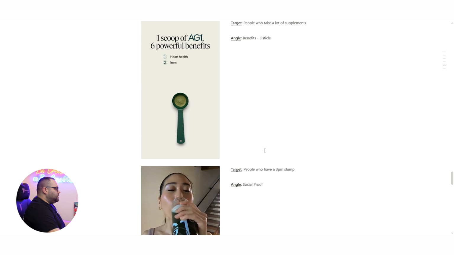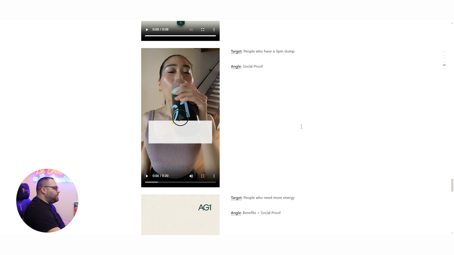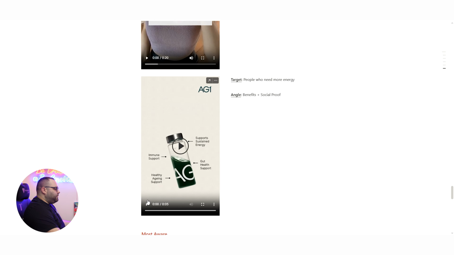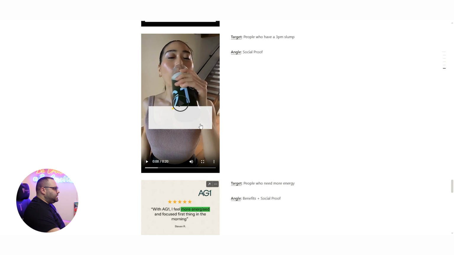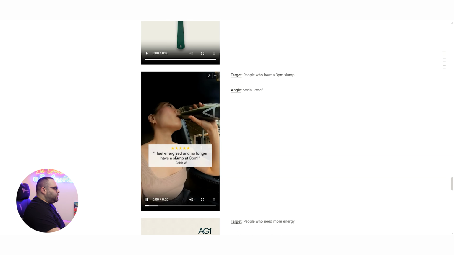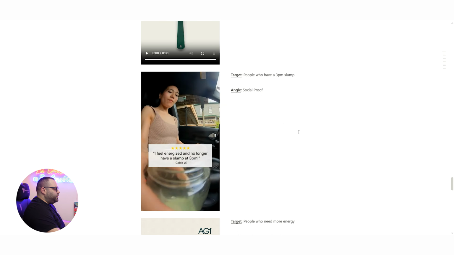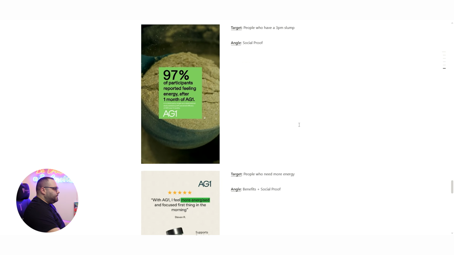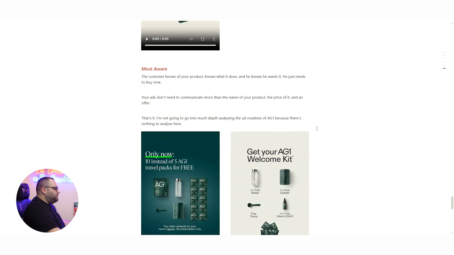Let's go and see this one. Immune support. You see, the more we go towards the later stages, the ads are less complex because the people already know about them. Immune support, we have images and stuff. You see it has a review over here, so it's giving more credibility so that you can decide to buy. I guess this is a review also. Of course, social proof over here. Okay, so this one is benefit plus social proof.